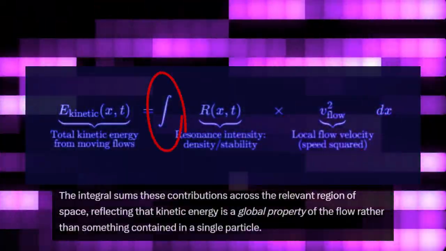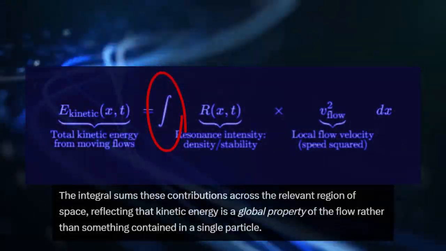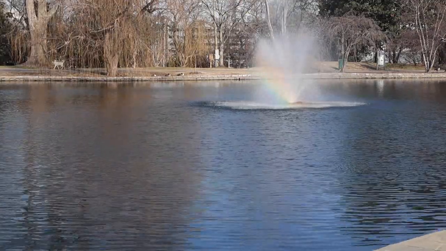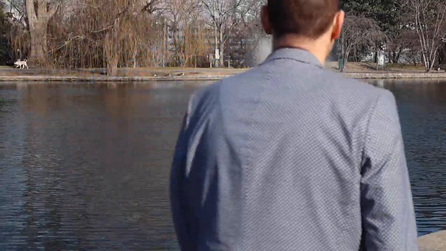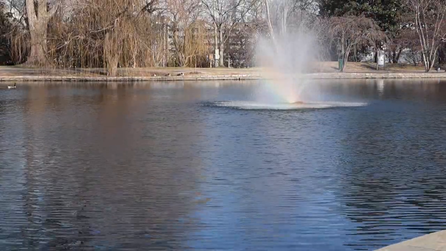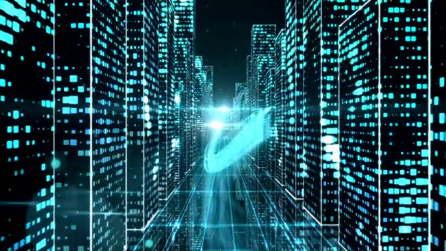And this, the integral, this is the biggest difference of all. It means that energy isn't assigned to objects. It's spread throughout the flow field, constantly redistributed as flows interact. So instead of thinking of kinetic energy as a property of things, we now see it as a property of movement itself. Energy is not carried, it is woven into the flow of reality itself.